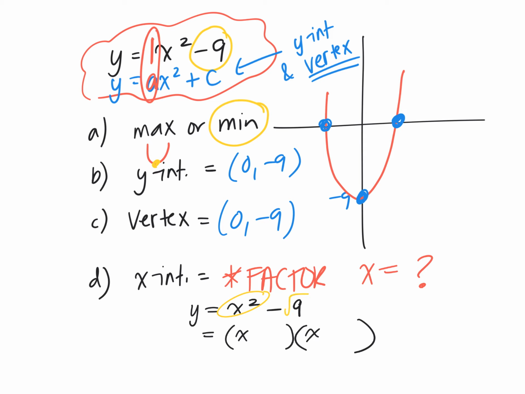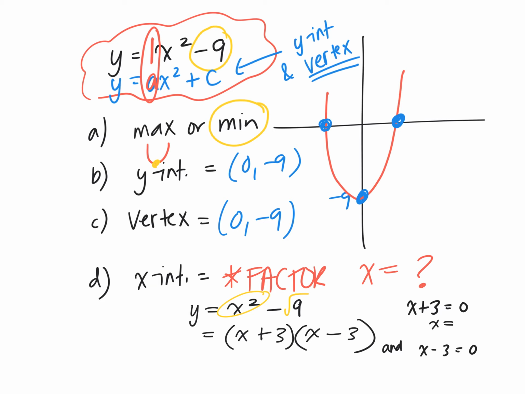Square root of the last term is? And what times what gives me a negative? A positive times a negative. Do you remember this? Factoring a difference of squares? Well, then x plus 3 equals 0 and x minus 3 equals 0, right? We're trying to find the x-intercepts. What are the two x-intercepts?